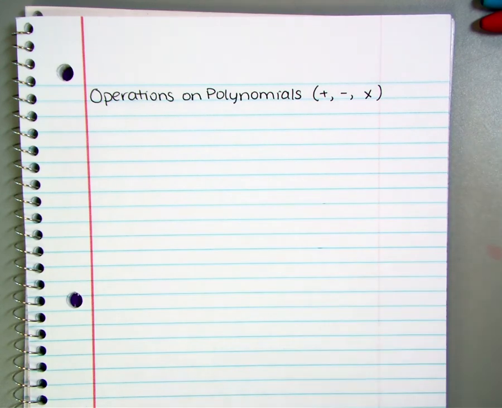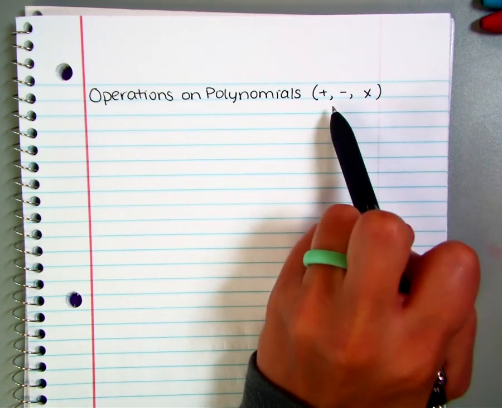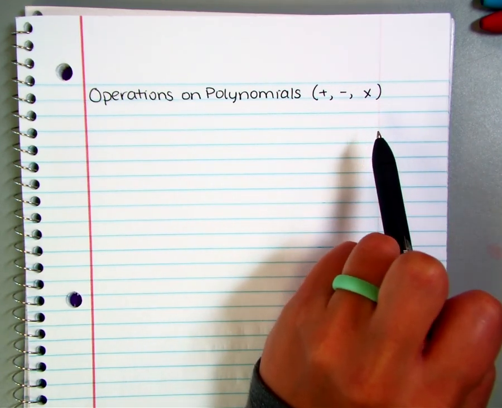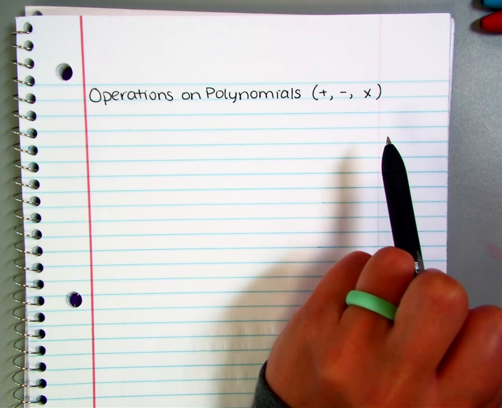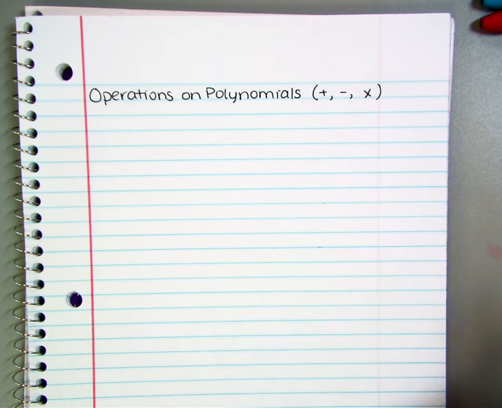So what we're going to look at today are operations on polynomials. We're going to look at addition, subtraction, and multiplication. And so you've probably seen all three of these before in Math 1. We're reviewing them again in Math 2. You'll learn division in Math 3, and then you'll review long division again when we get to Unit 2 in Pre-Calc.